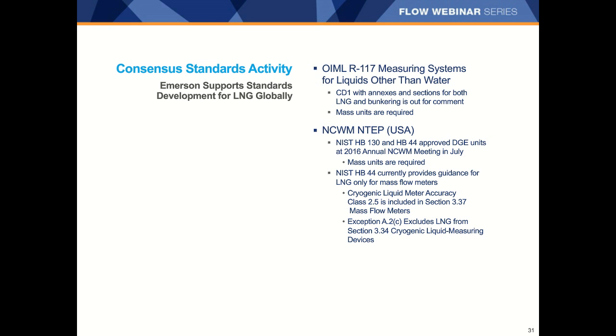LNG is specifically excluded from the cryogenic fluid metering section 3.34 because it is not a pure fluid, so the boiling point density is not set as it is for the other pure cryogenic liquids that are covered by this section. Only the mass meter section currently addresses LNG because the density is not needed to convert to mass if the meter is already a mass meter. Measurement Canada has posted terms and conditions for LNG measurement, and these also include a requirement to measure LNG in mass units.